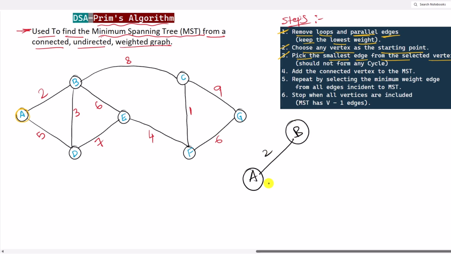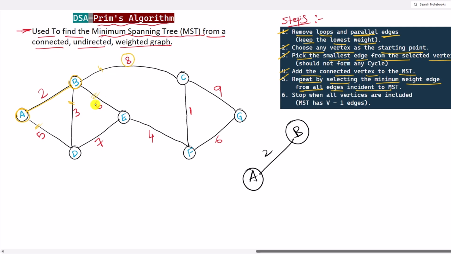the vertex B. The next step is to add the connected vertex to the minimum spanning tree. You can see the vertex is added to our minimum spanning tree. Now we have to repeat the same process by selecting the minimum weight edge from all the edges incident to the minimum spanning tree. From this minimum spanning tree we're going to compare all the edges connected to these vertices, so we're going to compare their weight.